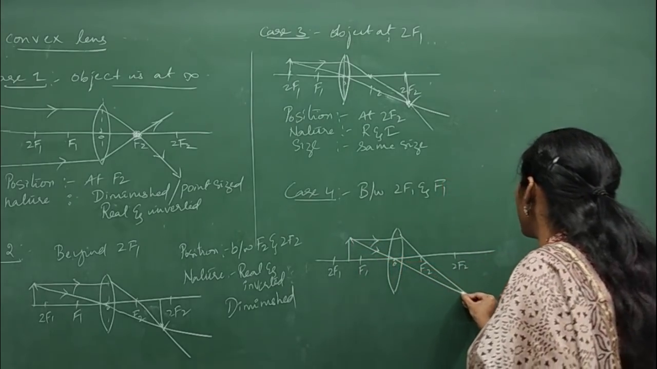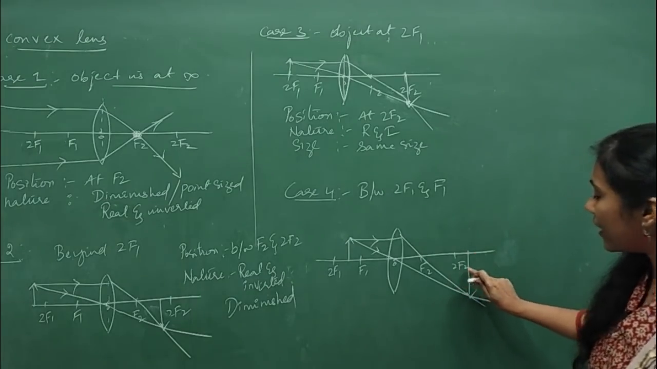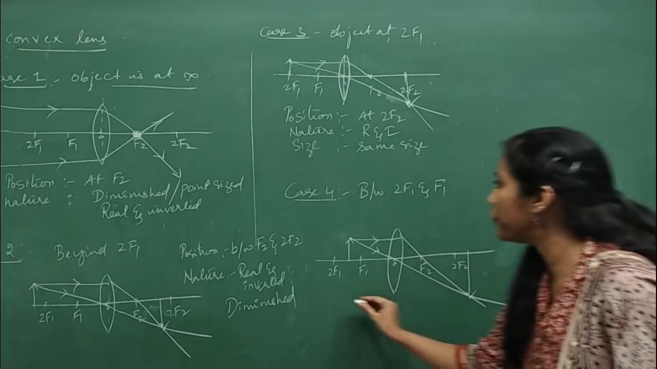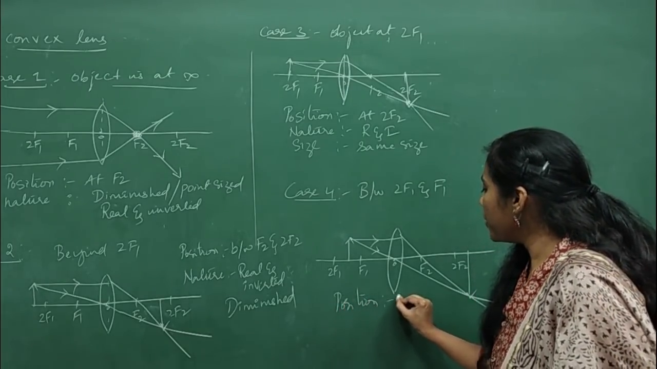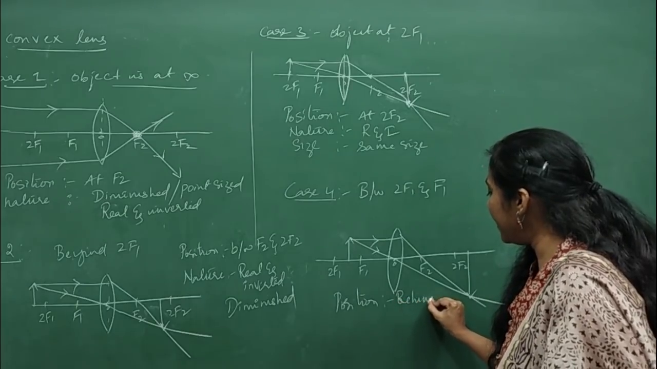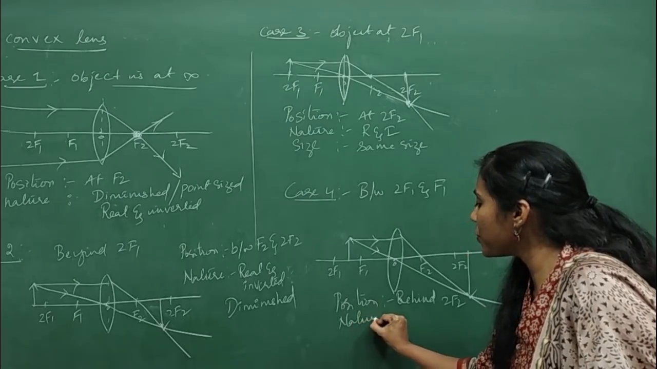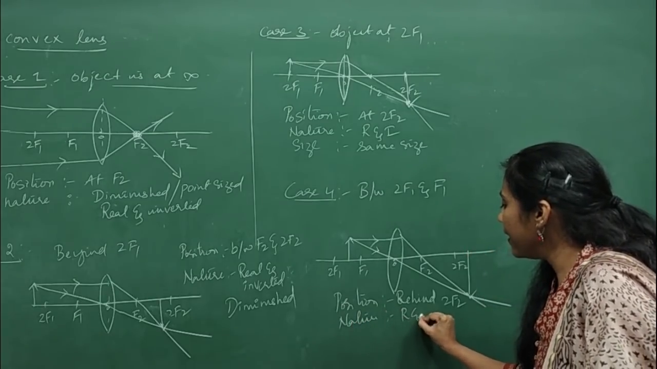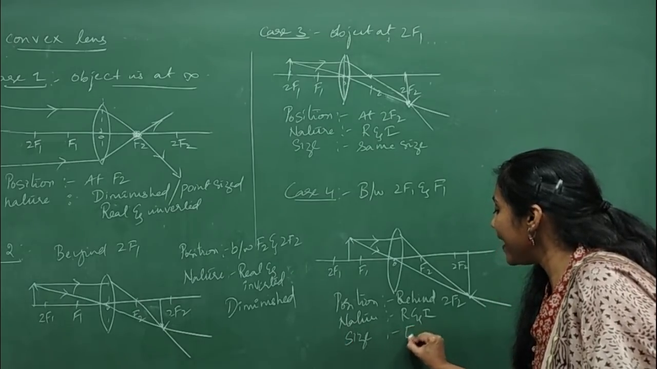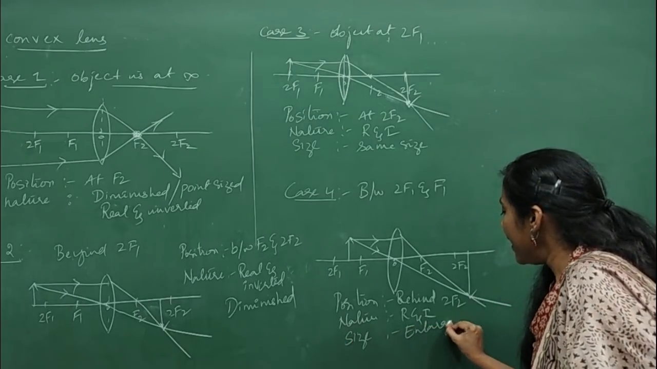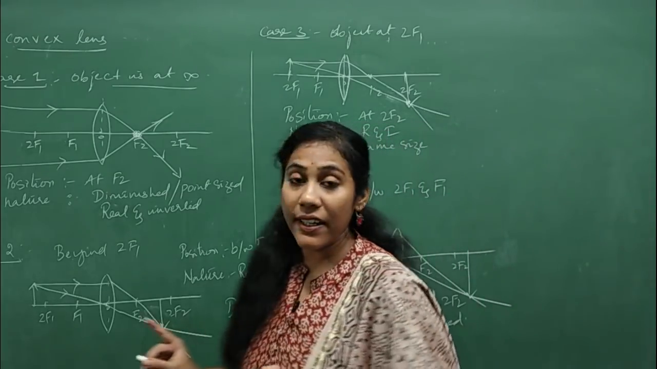and next I am taking a ray which is passing through the optic center. So this would move out. So where are you getting your image? So definitely you are getting your image behind 2F2. So what is the position of the image here? Position is behind 2F2. So what is the nature of image here? Nature is real and inverted, right? And the size of the image is enlarged. So from here, enlarged images you will observe, right? So this is your case 4.